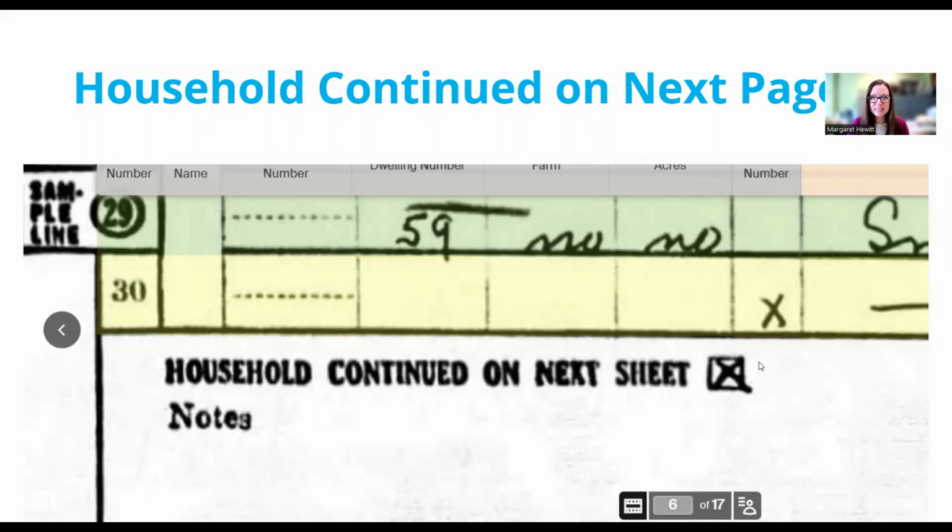There's one other thing to keep an eye out for on the bottom of the census page. Sometimes we run into the issue where we have a household that starts close to the bottom of the page and continues on the top of the next. We always want to make sure we're not missing any family members who are separated onto a next page. In 1950, they very helpfully give us a checkbox that says household continued on next sheet. So you know right away if you need to turn the page and check for any children who have been separated from the rest of the family.